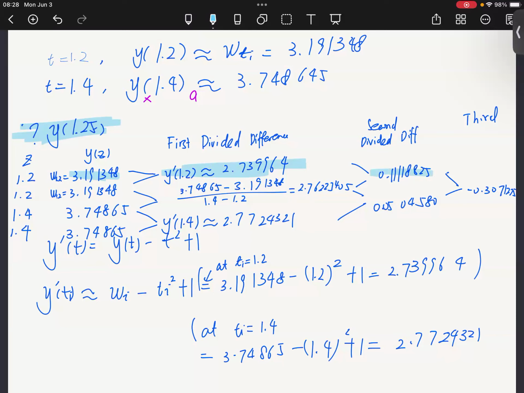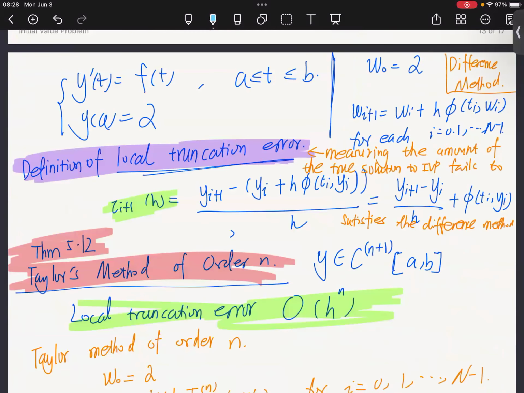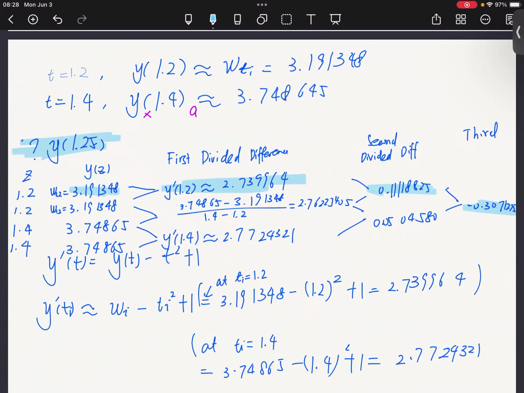and then get their Hermite polynomial here. So the thing you need to do is to write out the table and then fill out the coefficients for this formula, and that is what you need to do to get the Hermite polynomial. And once you get the polynomial, you plug the x into the polynomial, and that is the thing you need to do to get the approximation value at y equals 1.25. Any question here?